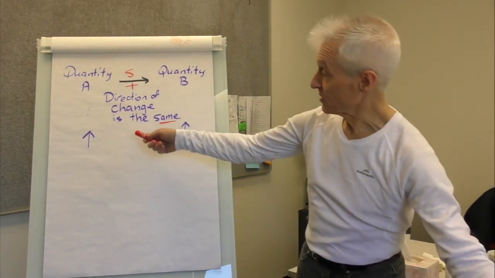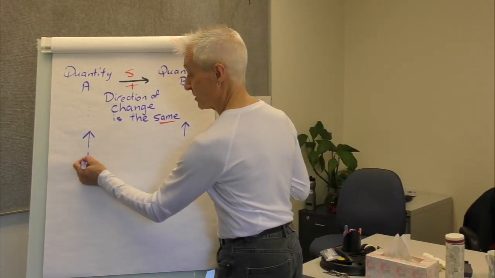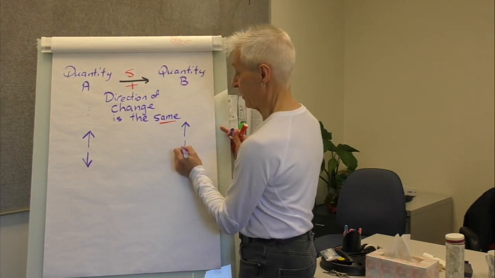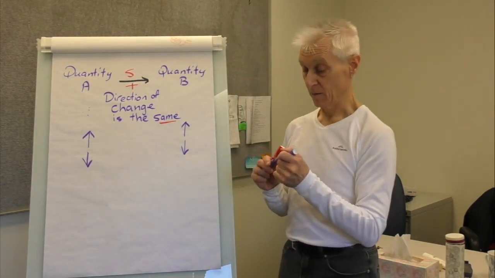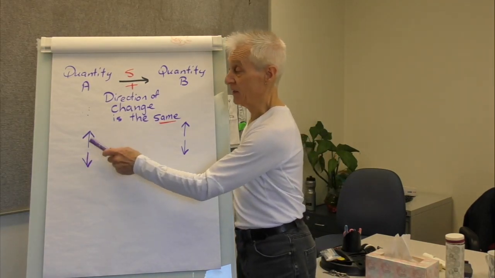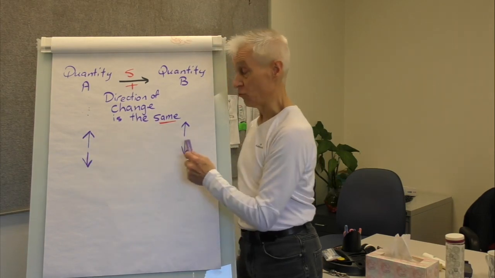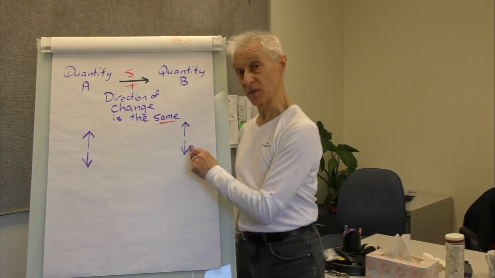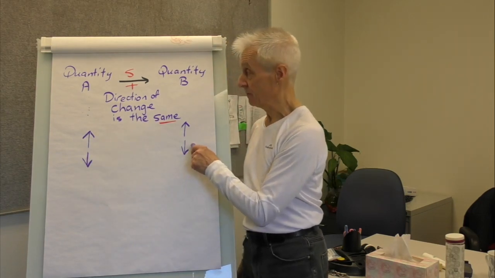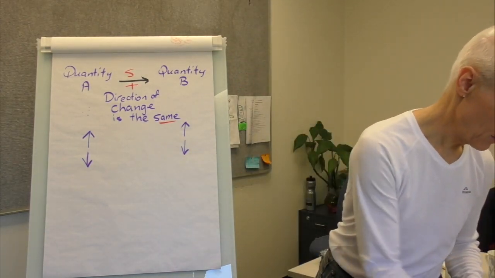So if this one goes up, this one goes up. If this one goes down, this one goes down. So if our quantity of heat applied to some boiling water is reduced, the rate of boiling will also be reduced. Now let's compare that with this one, for example.